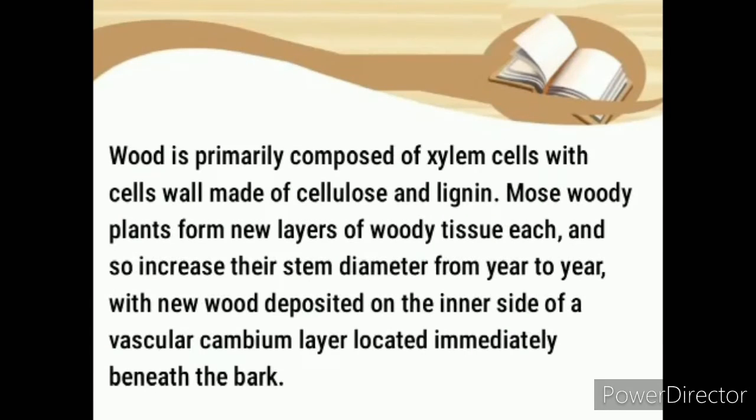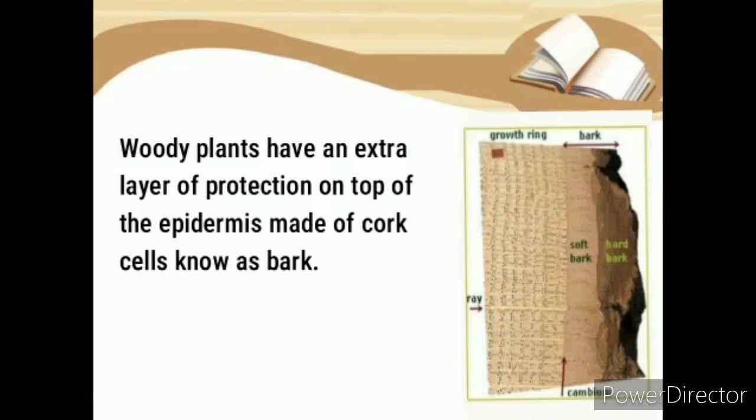Wood is primarily composed of xylem cells with cell walls made of cellulose and lignin. Most plants form new layers of woody tissue each year, and so increase their stem diameter from year to year, with new wood deposited on the inner side of a vascular cambium layer located immediately beneath the bark. Woody plants have an extra layer of protection on top of the epidermis made of cork cells known as bark.